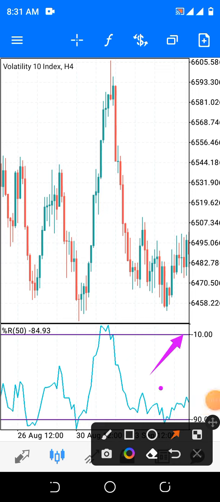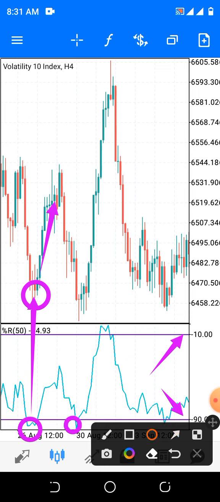Now when you see the Williams percent range indicator below the minus 19 line, that is a clear buy signal. That is a clear buy signal, 99% accuracy. This is a buy entry. This is what a buy entry looks like for you. Do you understand? Now here is another buy entry because the Williams percent range indicator is below the minus 19 line.